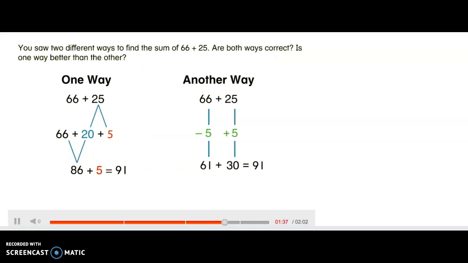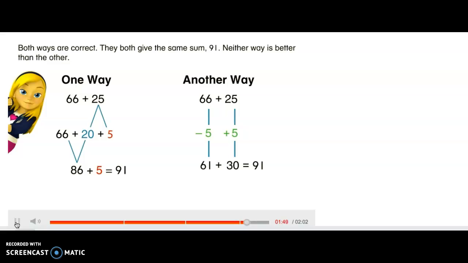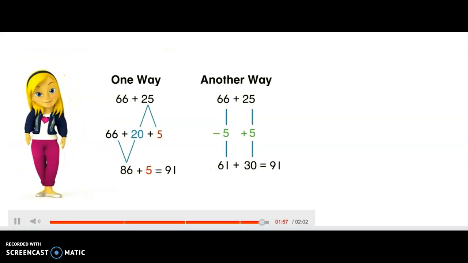You saw two different ways to find the sum of 66 plus 25. Are both ways correct? Is one way better than the other? Both ways are correct. They both give the same sum, 91. Neither way is better than the other. Now you know how to add using two different strategies.